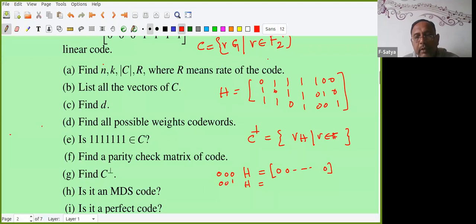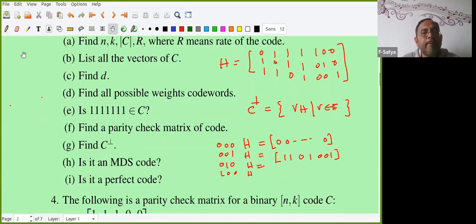So 0 0 1 multiplied by H, what are you going to get? The last row, right? It is okay. 0 1 0 into H, what am I going to get? Second row. 1 0 0 into H, I'll get the first row, right? So now what is that? 1 1 1 0 will give me. What is that? 1 1 0 into H will give me.